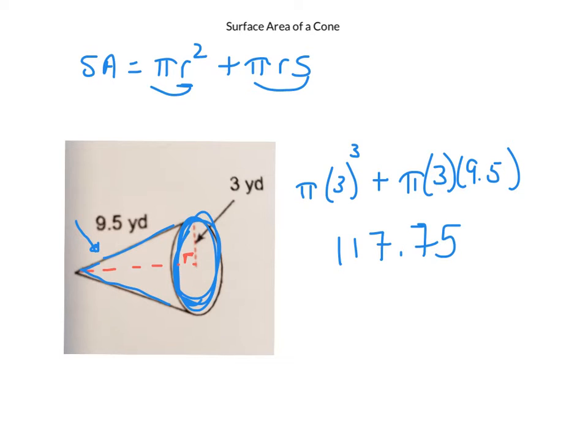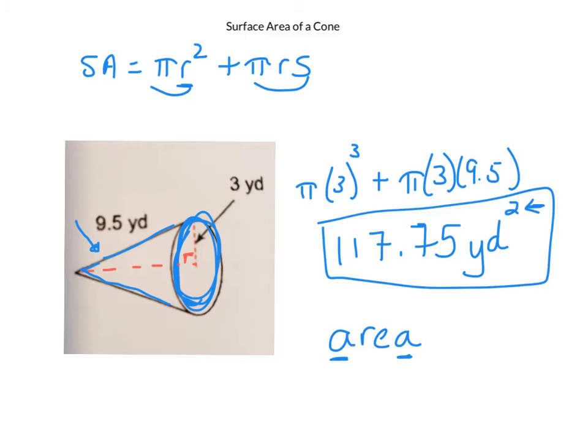When you do that in your calculator, you should get 117.75. We have to look at our units. The units that they gave us were yards. Whenever we're using area, whether it's surface area, lateral area, or just area, we need to have units squared in our answer. The way I remember it personally is that there are two A's in area, so my exponent on the units only is going to be a squared. So that's that answer.